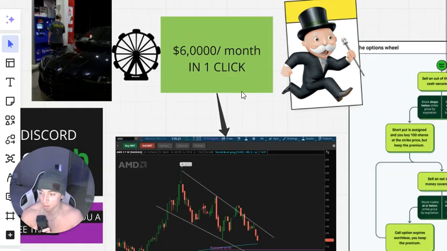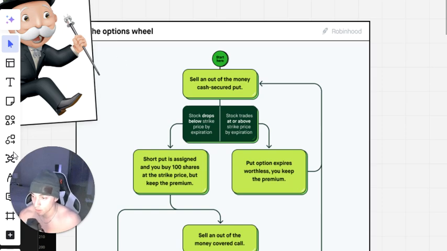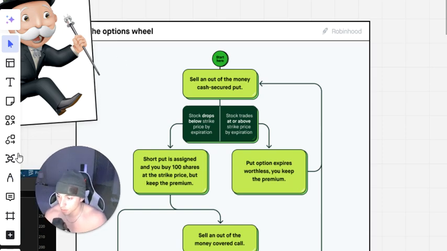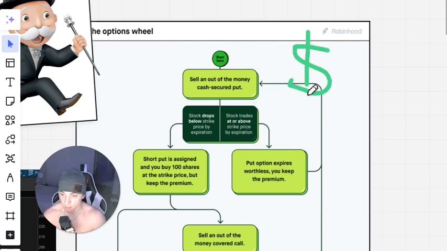So 6K in 1 month in one click trading what I normally trade. It's called the wheel strategy. So let me move myself out of the way here. So the option wheel strategy, if you're not familiar with it, it entails selling an out of the money cash secured put. And for doing so, you collect a premium.